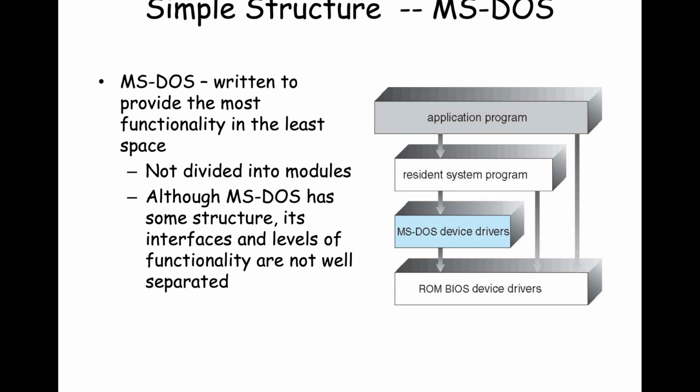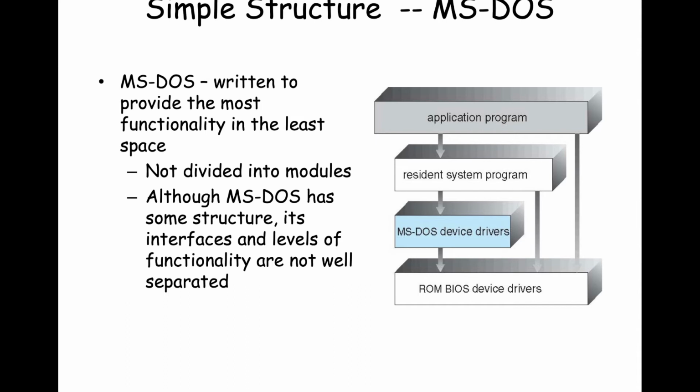And so here's MS-DOS, and MS-DOS was written to provide a lot of functionality in very little space. And when you try to mush all of that functionality into a small space, you don't do a lot of very good abstraction, and you just have one big body of code. And so MS-DOS, for this reason, was not divided into modules. And although it had a little bit of structure, all the interfaces and all the different functions for different aspects of interaction with the system and the user, they're not very well separated. It was just one big ball of code for the most part.